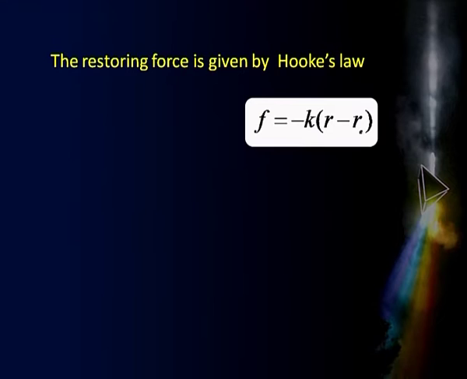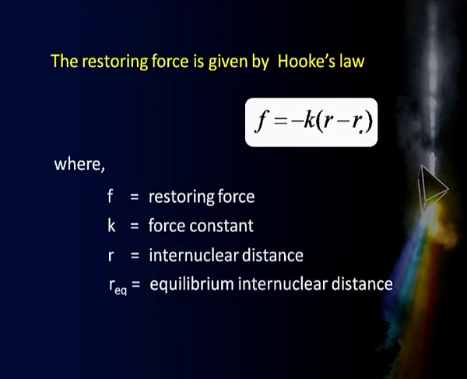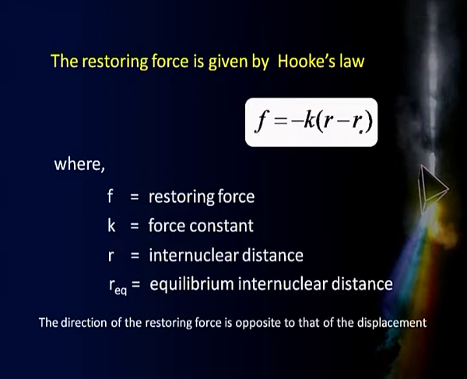That can be expressed in terms of Hooke's law, which says that force is equal to minus k (r minus r equilibrium), where F is the restoring force, k is the force constant, r, as I said earlier, is the internuclear distance or the bond length, and r equilibrium is the equilibrium internuclear distance. What you see is that the direction of the restoring force is opposite to that of the displacement.